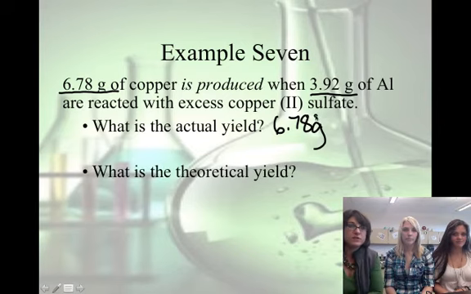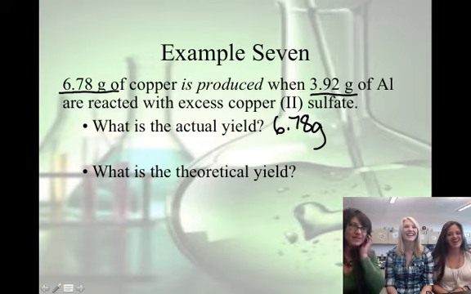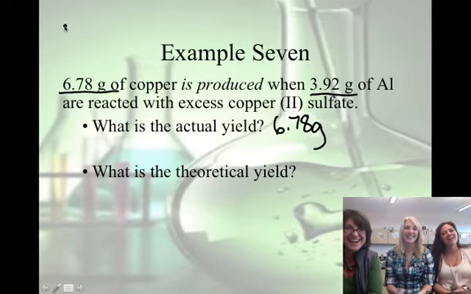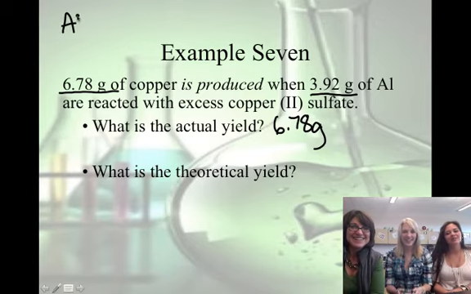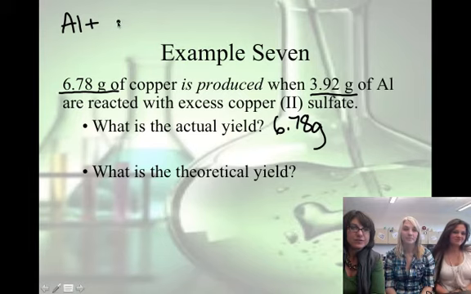Okay, here's a tougher question. What's the theoretical yield? 13.89. Are you just making up a number? Emma's right, but we're going to find out why. All right, so let's start with a balanced equation. We added aluminum to copper sulfate. So how do those formulas look to you? Does that look right?